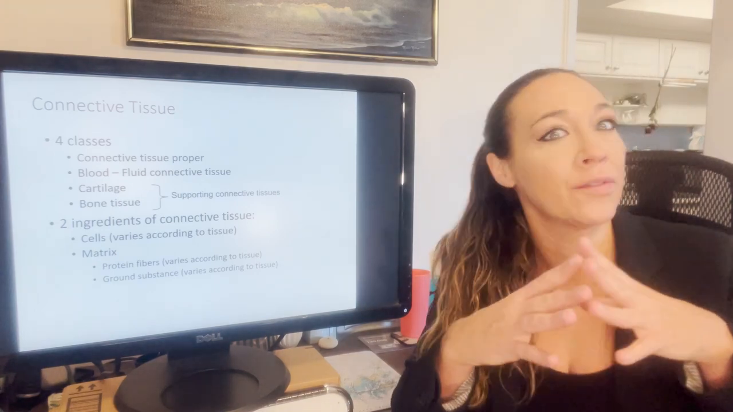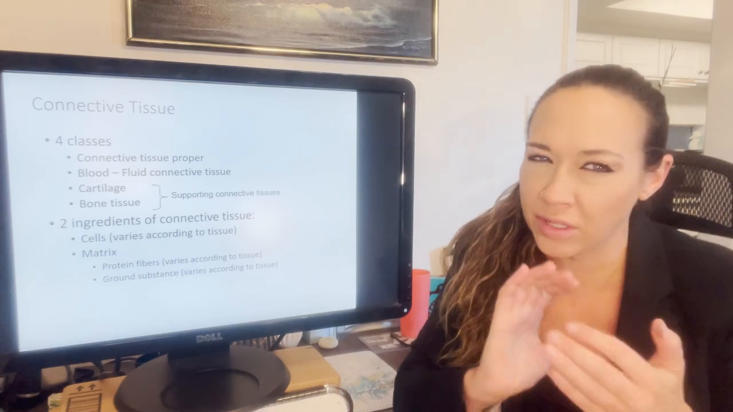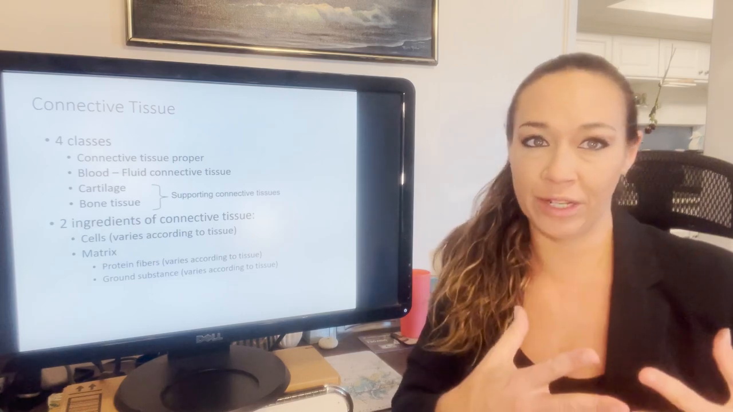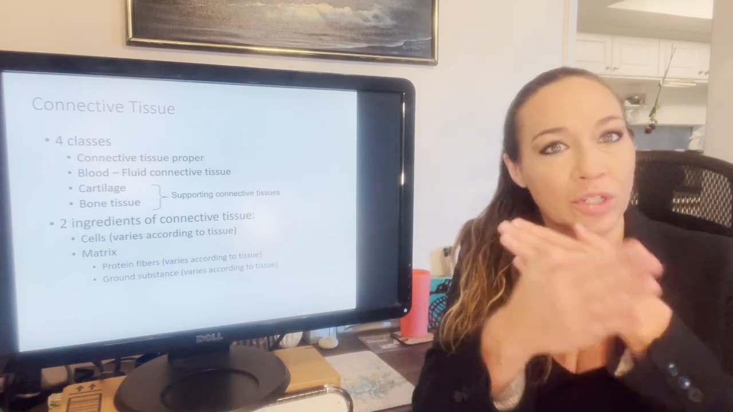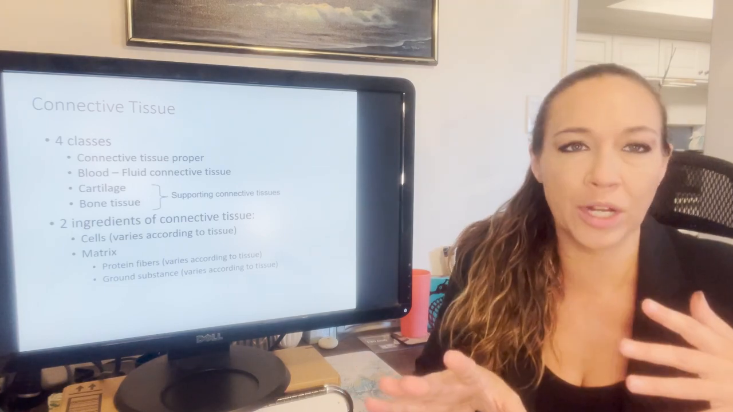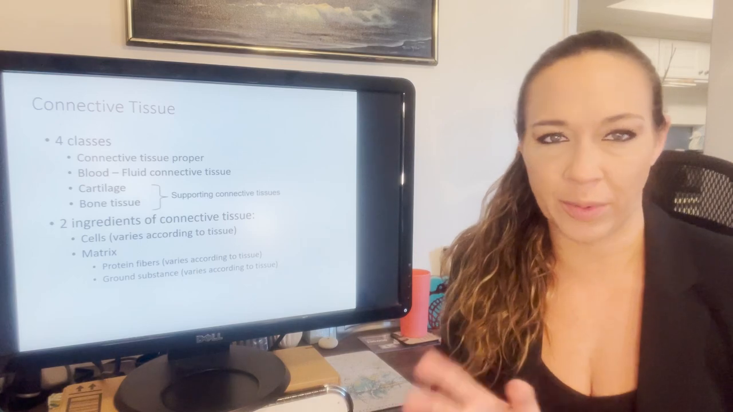Sometimes there's going to be a lot of space in between the cells. Sometimes there's not going to be a lot of space in between them, so the matrix is going to be very small. But the matrix does also include things like the protein fibers, right, used for support, anything in between. And then the ground substances, which we're going to talk about when we get to each one of the actual tissues, because they do vary depending.